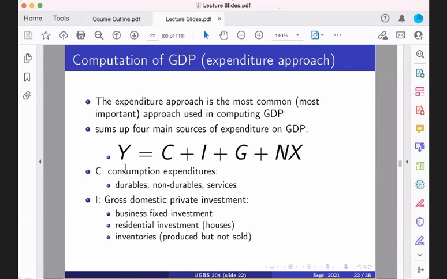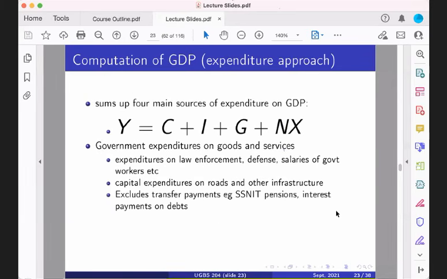C is consumption expenditure. We are looking at expenditure on durables, non-durables, and services. Then I is gross domestic private investment, which is a combination of business fixed investments, residential investments, and inventories, goods that have been produced but not sold. Then government expenditure entails expenditure on law enforcement, defense, salaries of government workers, etc.